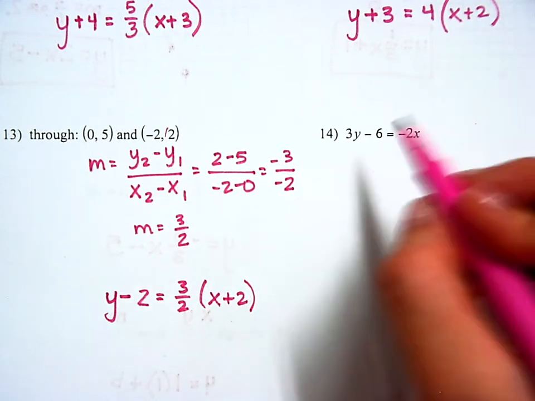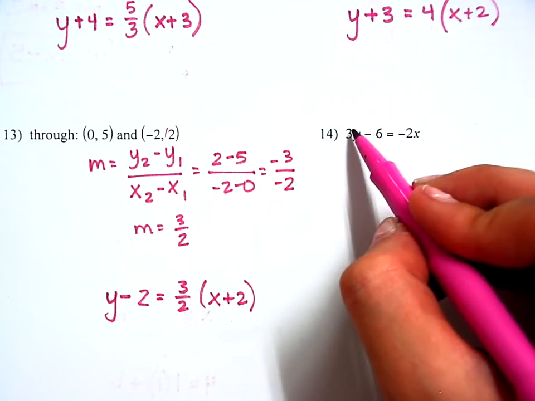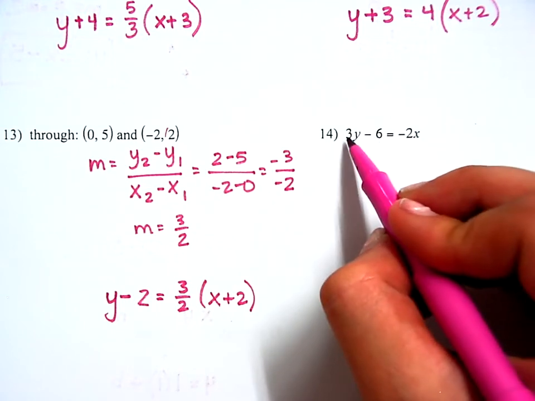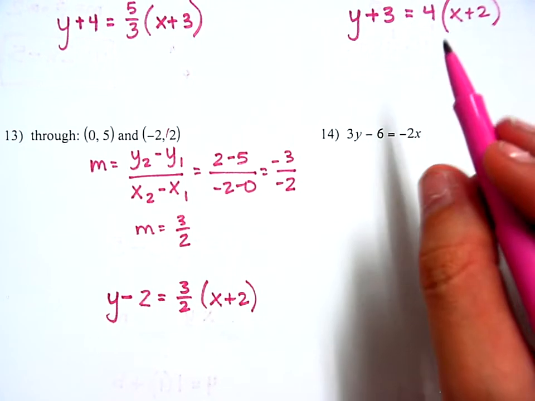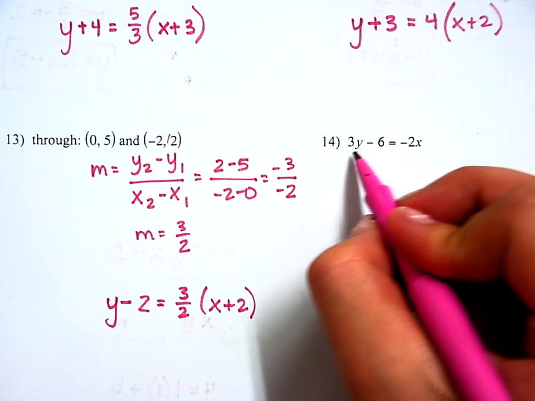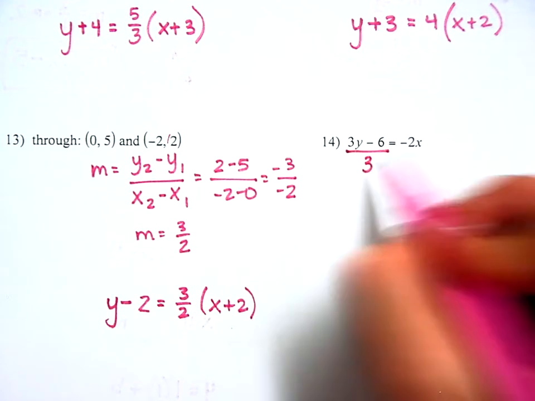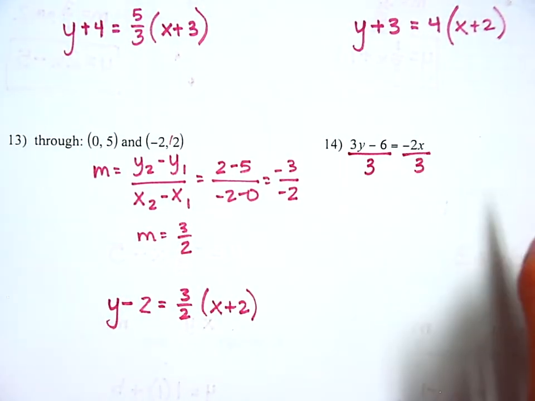Okay, so the first step I want to see is I don't want 3y, I just want y. I also notice that 3 and 6 have common factors. So I'm going to factor out the greatest common factor, which is 3. So I'm going to divide this by 3, but if I do it to one side of the equation, I have to do it to the other side of the equation.